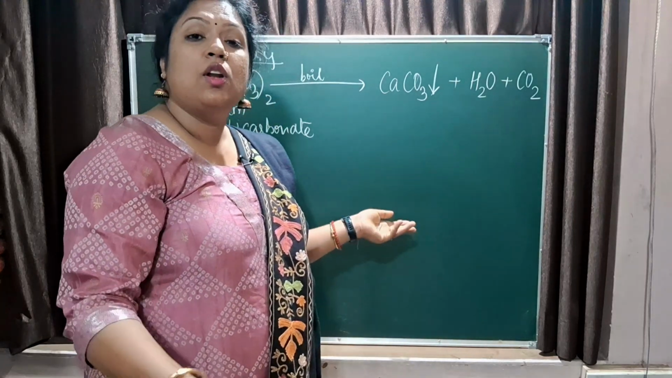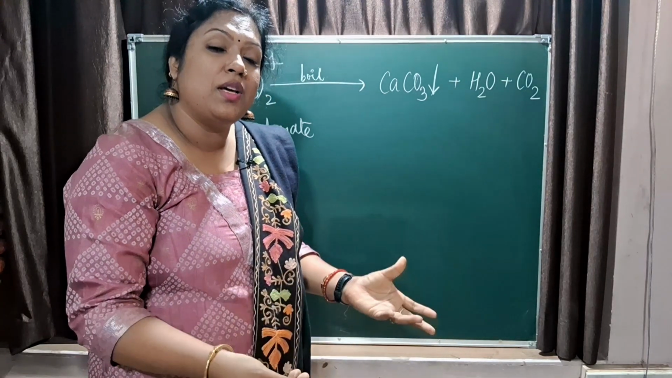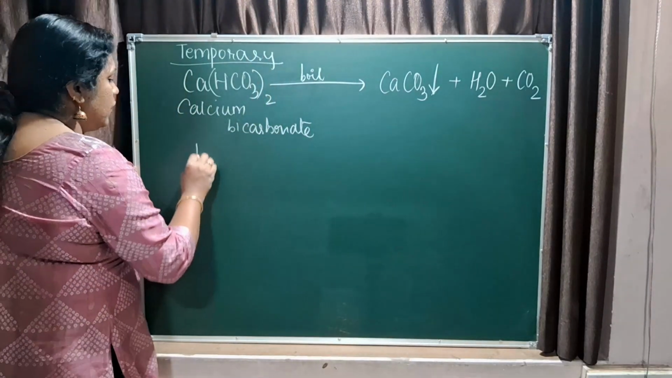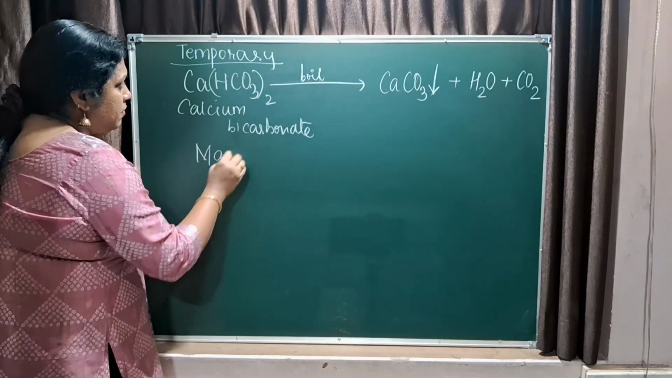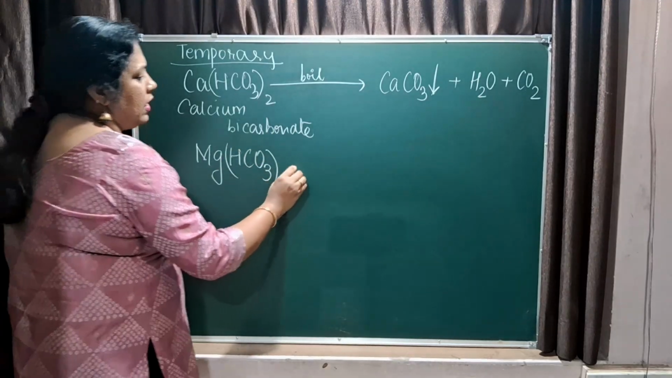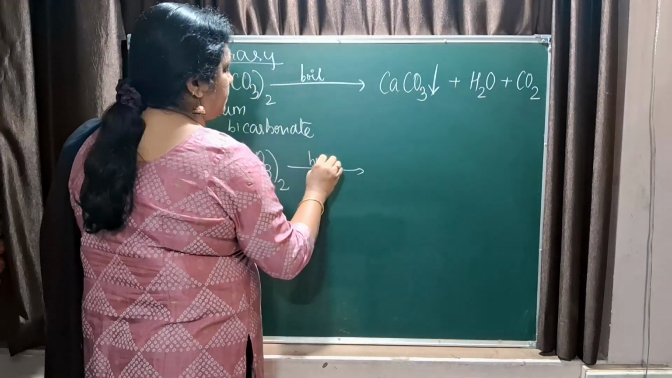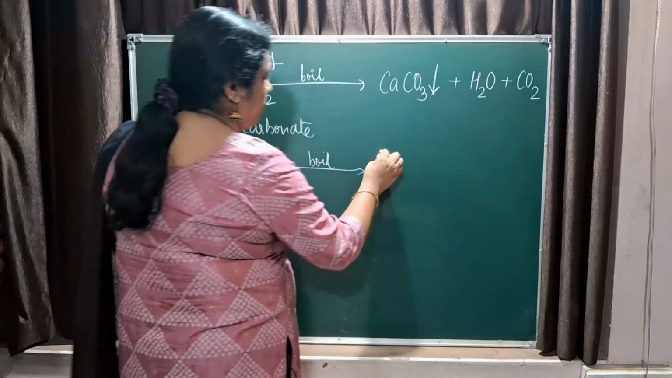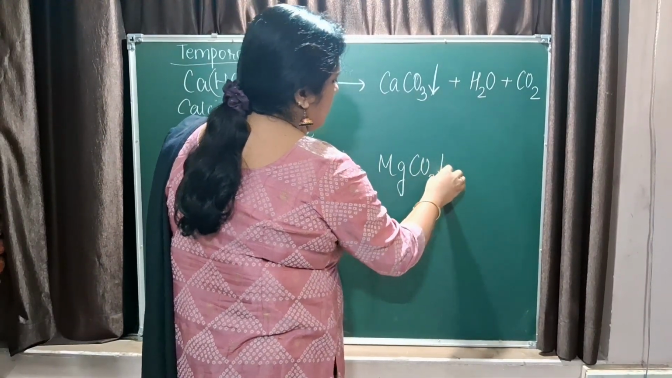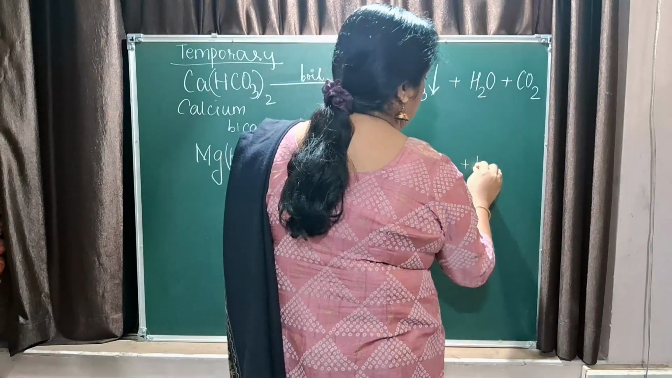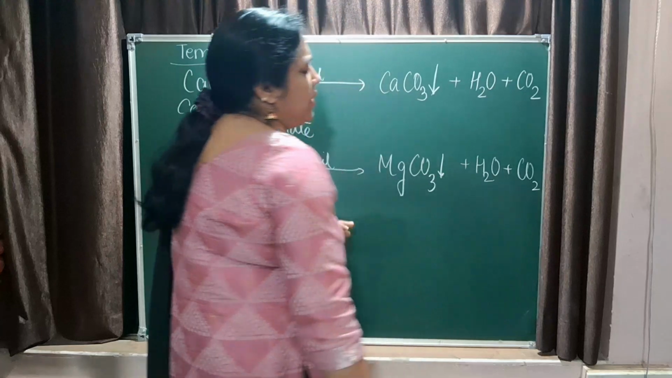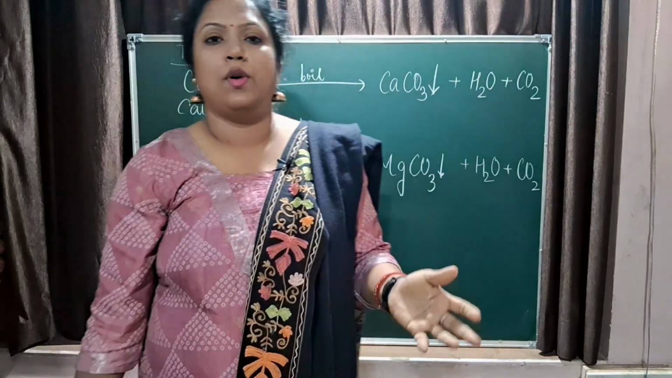Now the water does not have any dissolved impurities which will react with soap to form scum. Similarly, when you talk about magnesium bicarbonate and you boil it, you have the formation of magnesium carbonate plus water and carbon dioxide.